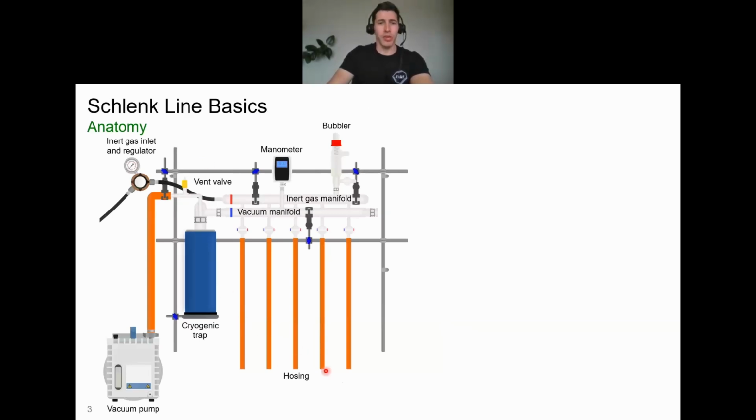We also have flexible hosing. This can be made from rubber or a thermoplastic, and this is flexible enough that we can connect different size flasks at different positions which are needed for a range of different applications.